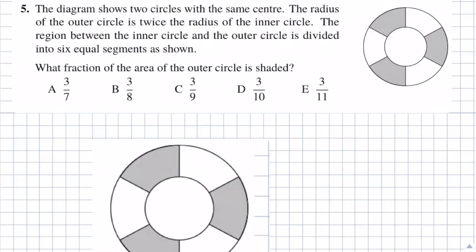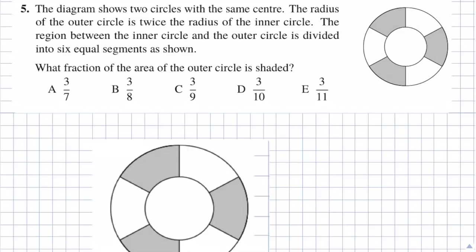Question 5. The diagram shows 2 circles with the same centre. The radius of the outer circle is twice the radius of the inner circle. The region between the inner circle and the outer circle is divided into 6 equal segments as shown. What fraction of the area of the outer circle is shaded?